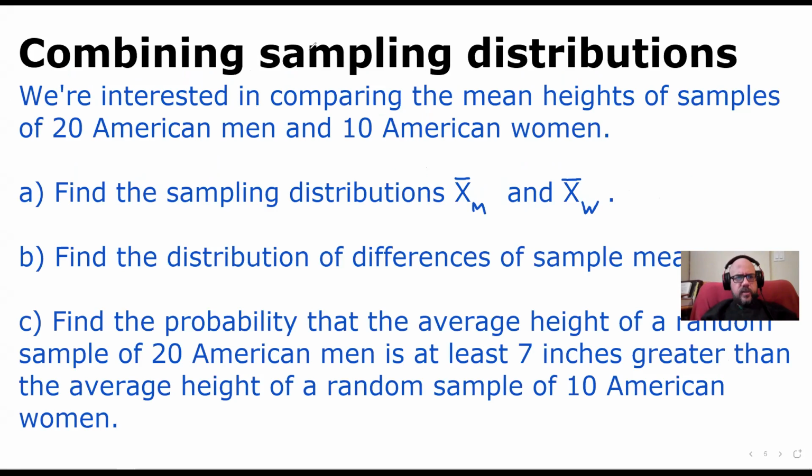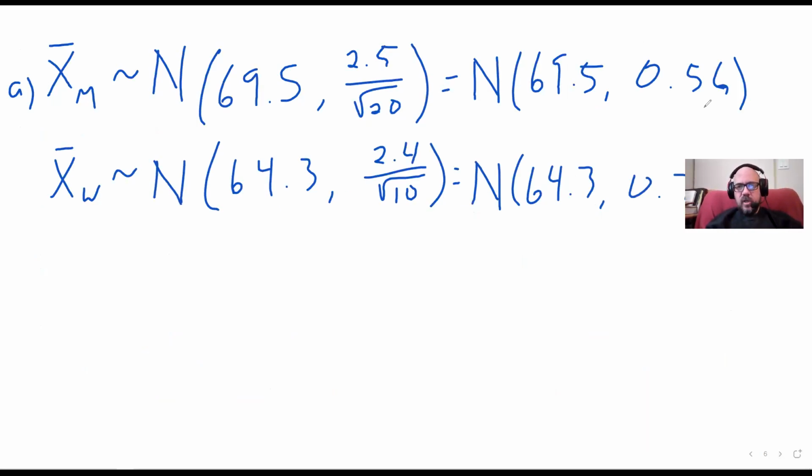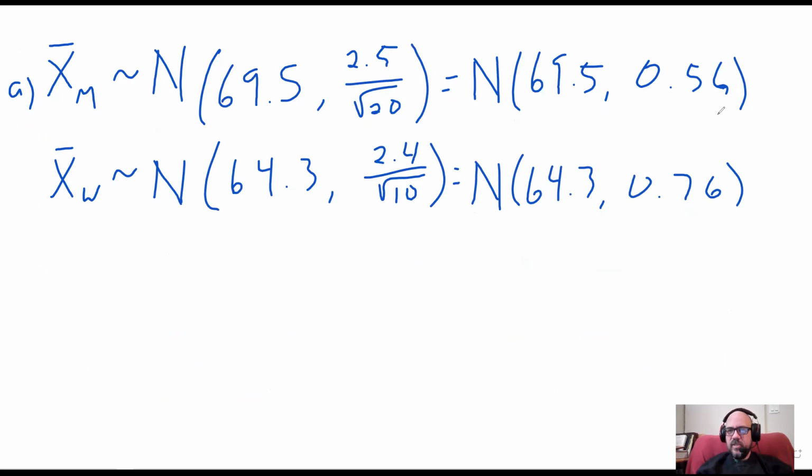All right, those are the sampling distributions. Fantastic. Find the distribution of differences of sample means. There's a lot of information in there. So what I'm really trying to say here is, well, this is the difference of the sample mean for men. This is right in the way, of course. This is the distribution of averages for 20 men. And this is the distribution of average heights for 20 women, or for 10 women.